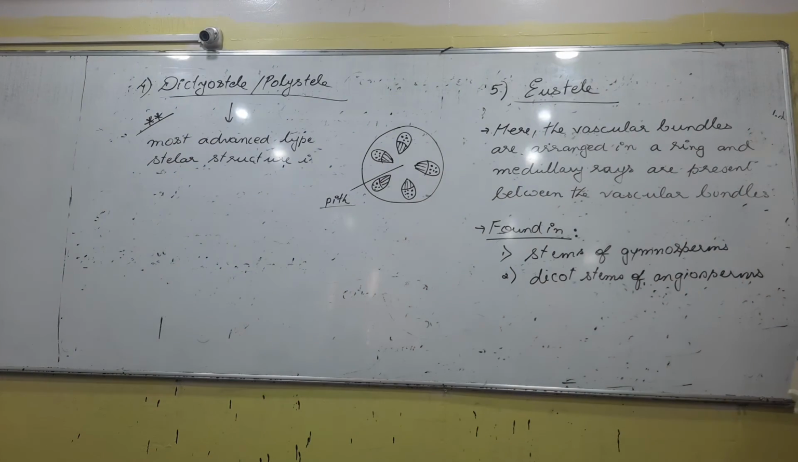If you are talking about the vascular bundle, is it present only in stems or is it present in roots also? It is present in roots also. How will you identify the difference between a stem and a root with respect to the vascular bundle?